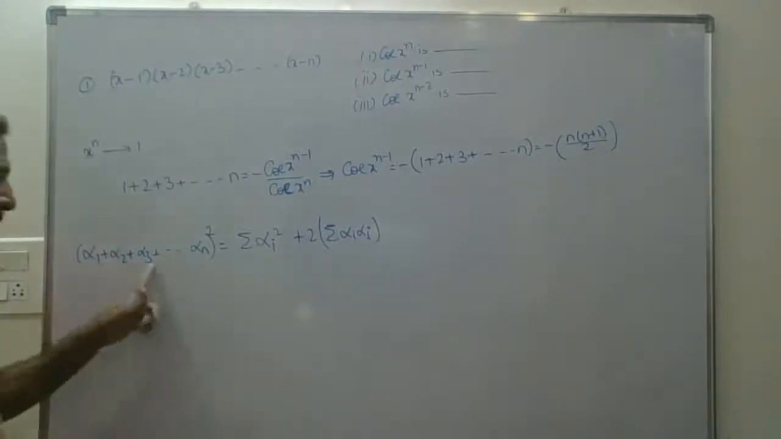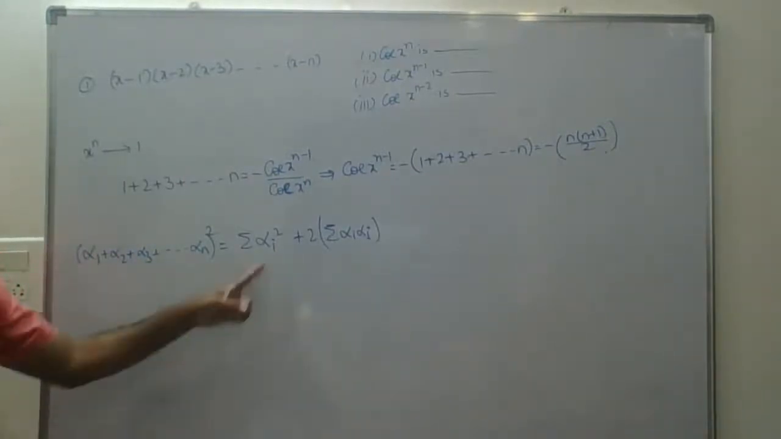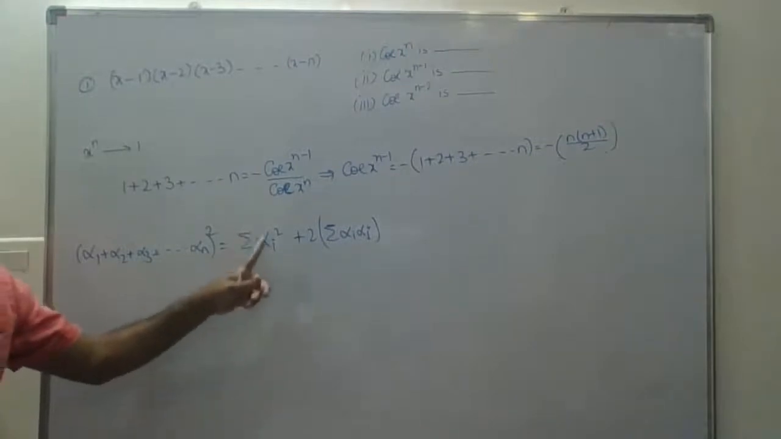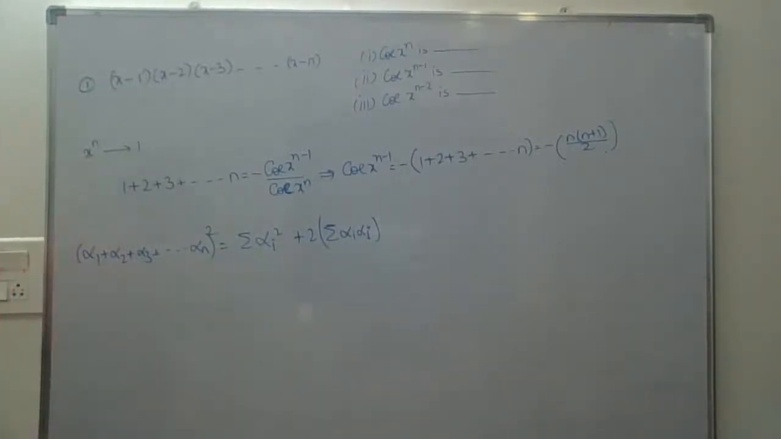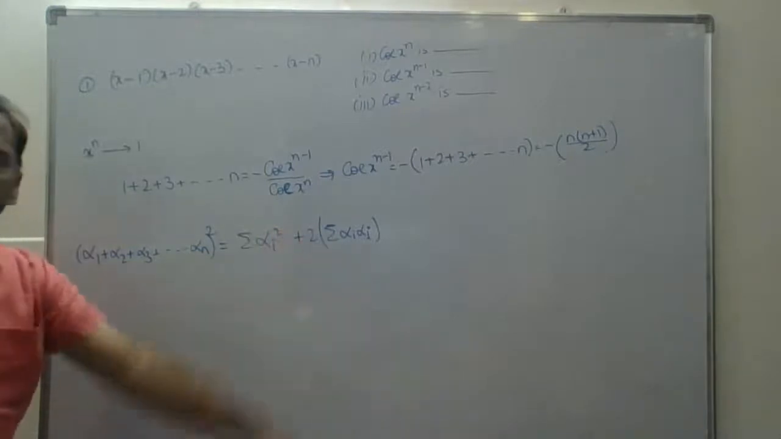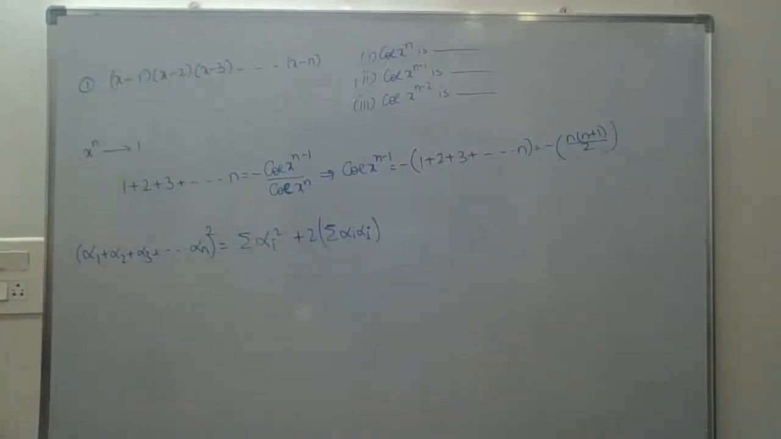Suppose we take a plus b plus c whole square, what do we get? a square plus b square plus c square plus 2 into what do we get? ab plus bc plus ca. Like that. 2 into sigma alpha i alpha j.